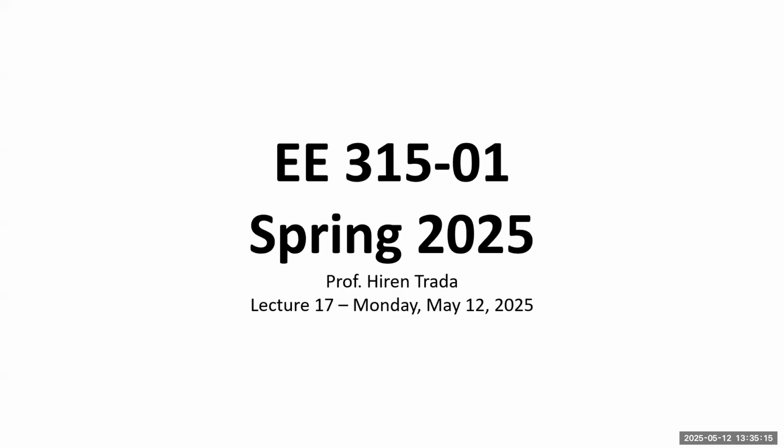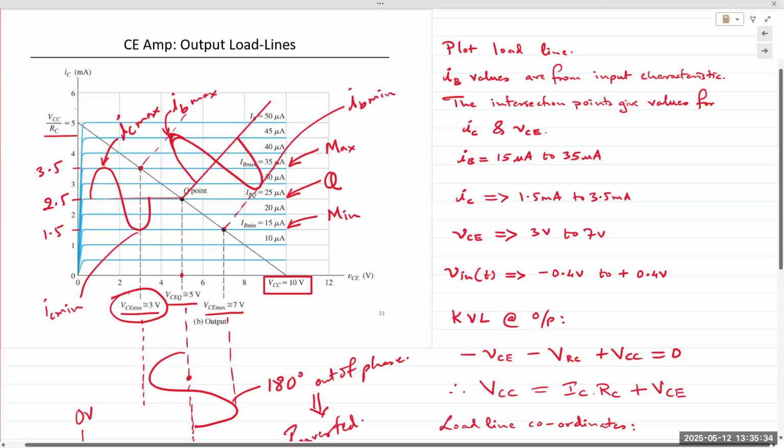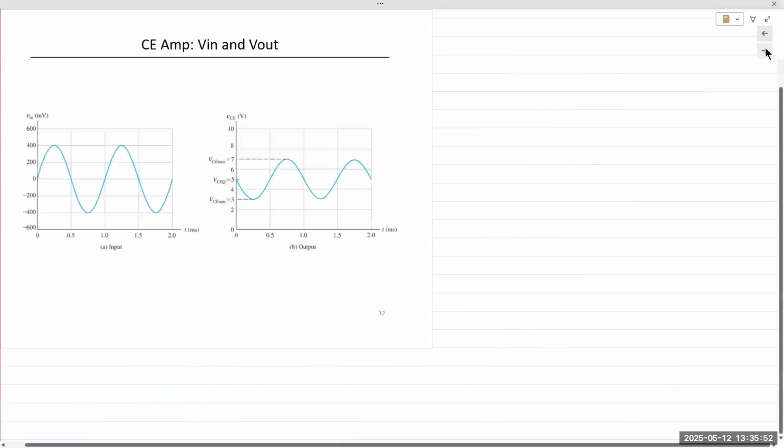Good afternoon. Let's continue with discussion of the BJT amplifiers and applications. So we had stopped at the load line analysis of a CE amplifier. This is where we stopped, right? So we saw how the application of a small AC input signal at the base of a BJT can translate into an amplified output at the collector. Okay, let's look at what happens when the DC biasing might change.